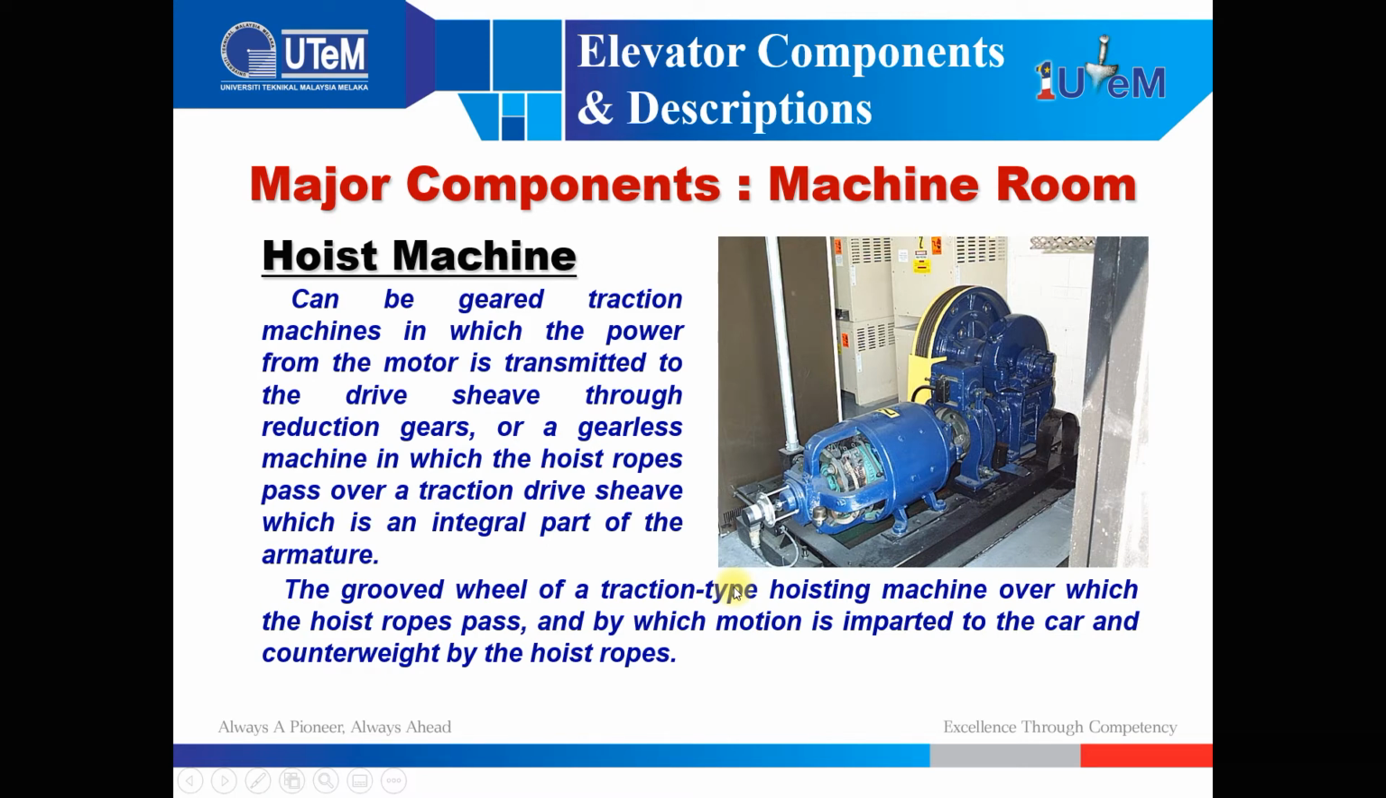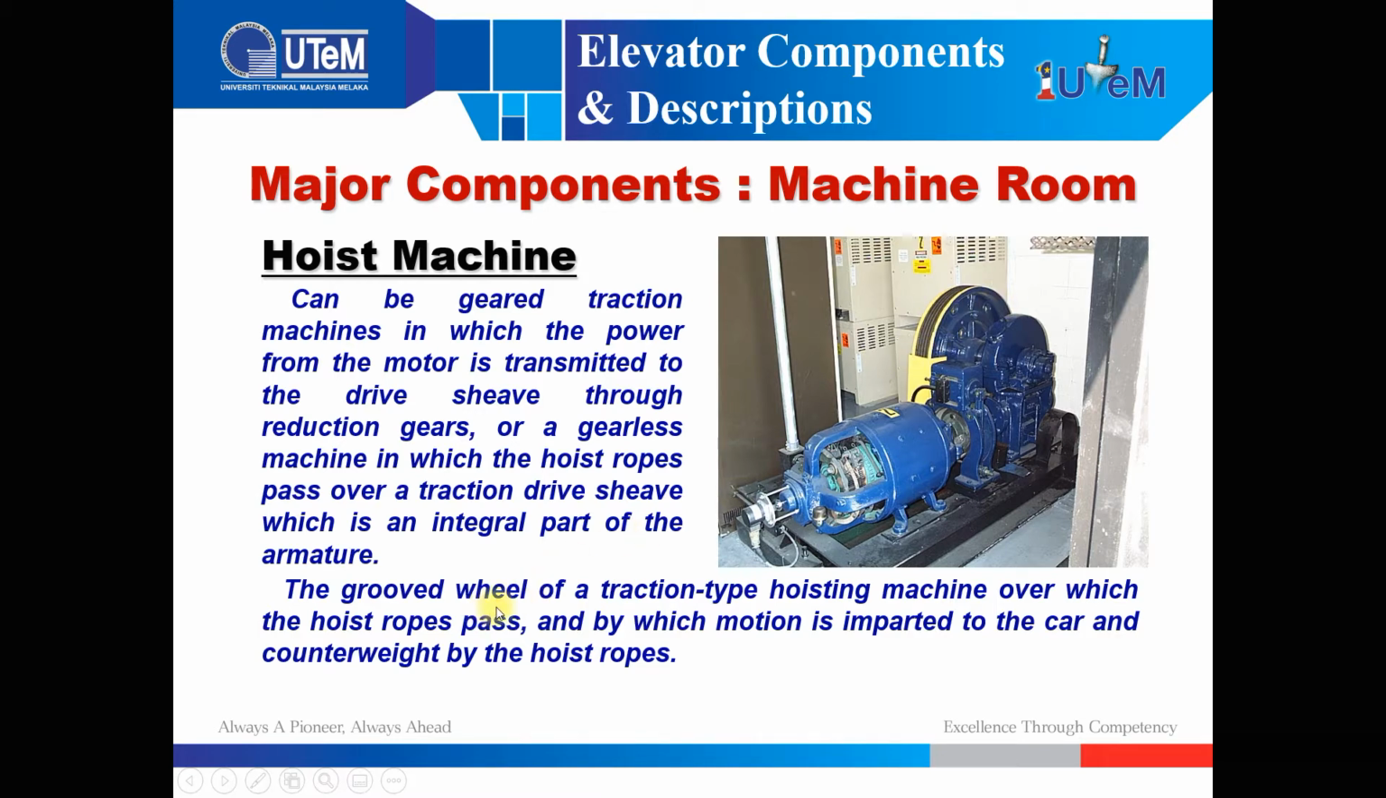Okay, and then hoist machine. Dalam major component of the elevator, di bahagian machine room dia ada hoist machine. Okay, can be geared traction machine in which the power from the motor is transmitted to the drive shaft through reduction gears. So dia ada motor kat sini, then the coupling into the hoist machine through the gear lah. Okay, reduction gears or gearless, sama ada gear ataupun gearless machine in which the hoist ropes pass over a traction drive shaft which is an integral part of the armature. Okay, daripada motor transmit the power from the motor to the drive shaft, di mana melalui gear ataupun gearless, dan daripada drive shaft ni dia akan contact dengan rope.